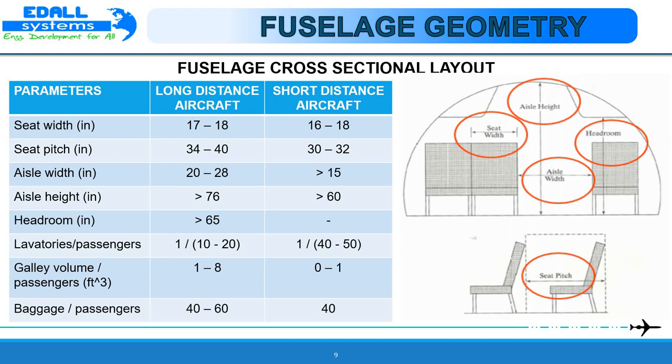Fuselage cross-sectional layout. Now let us first focus on all the seats and the spacings. These are indicated by parameters according to the aircraft's range. For longer range, the aircraft must guarantee a higher level of comfort as well as more baggage. These are the different dimensions and list of the parameters: seat width, seat pitch, aisle width, aisle height, headroom, lavatories, galley volumes, baggage for long range and short range. These are the dimensions mentioned for a long-range aircraft and a short-range aircraft. As a rule of thumb, if the number of passengers is greater than 150, then install 2 aisles. If the number of passengers is greater than 500, then consider 2 decks.